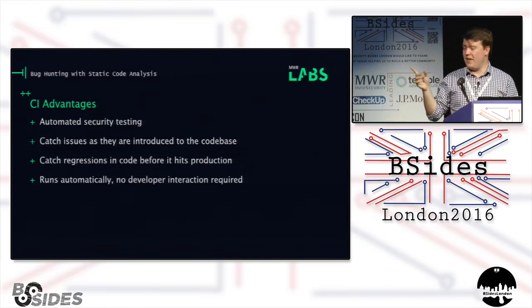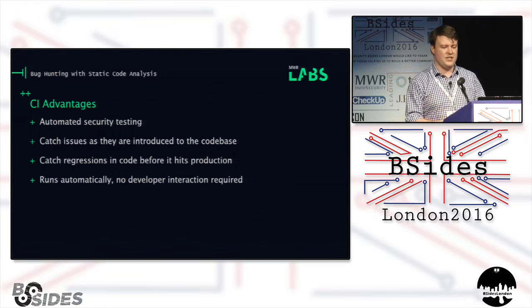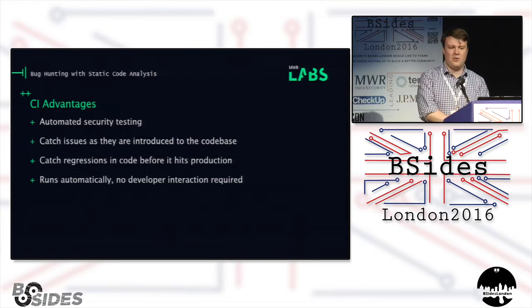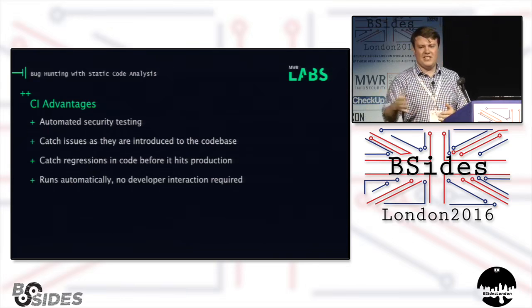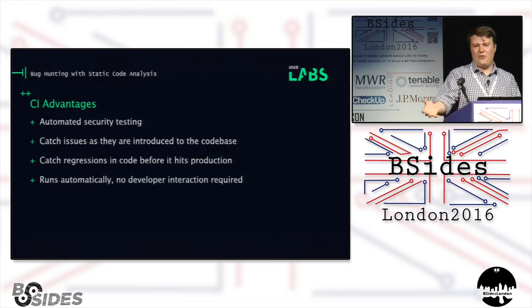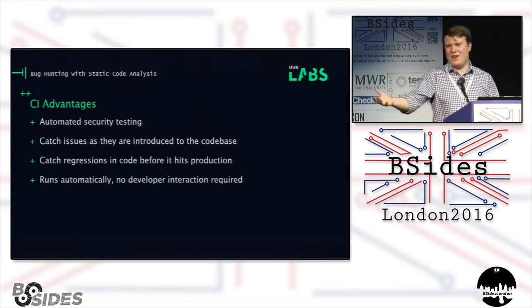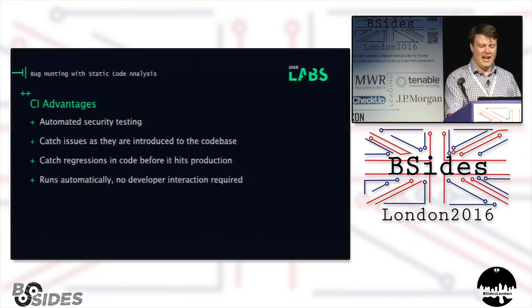And catching regressions in code before they hit production as people introduce bug fixes is really quite powerful too. I've got a case study, we'll talk about that in a second. But also the fact that it runs automatically with no developer input required beyond their usual checking in of code means that people can't escape the tests. There's no, oh, I forgot to run the static analyzer that time round, and oh, look, these bugs slipped through the net. It all happens automatically.